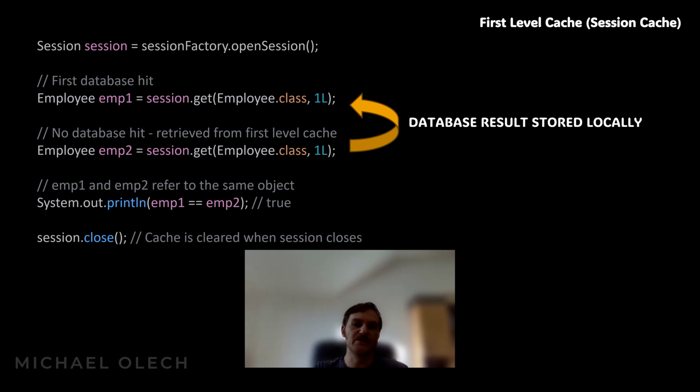The cache is cleared when the session is closed and can be partially cleared via evict or fully via clear, and it is not shared across sessions. It's great for reducing redundant queries within a single unit of work, but it doesn't provide reuse across transactions like the second level cache does.